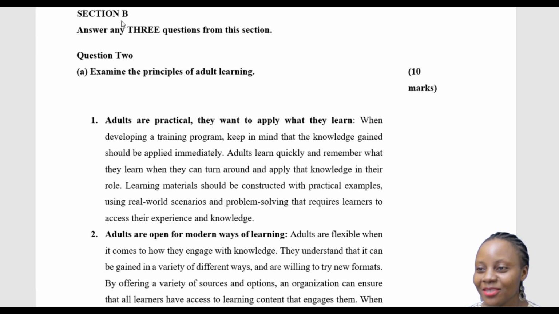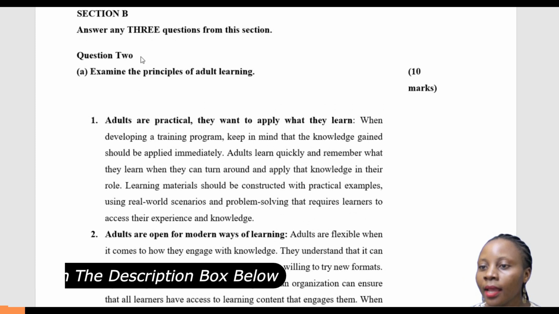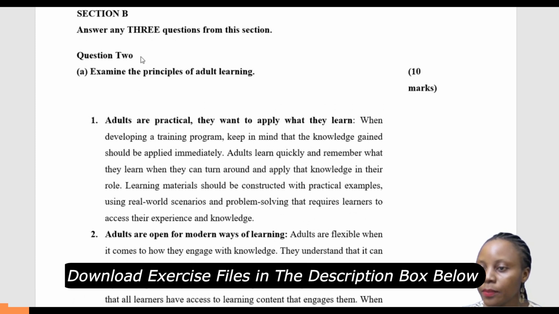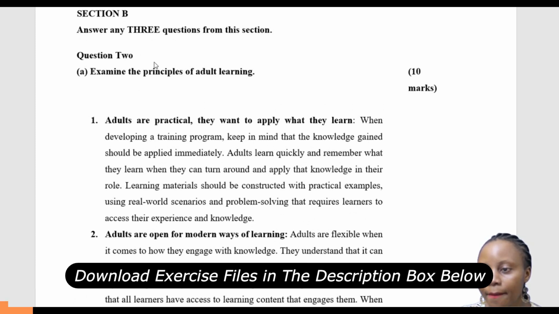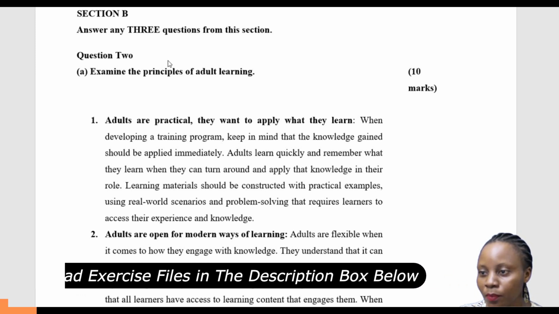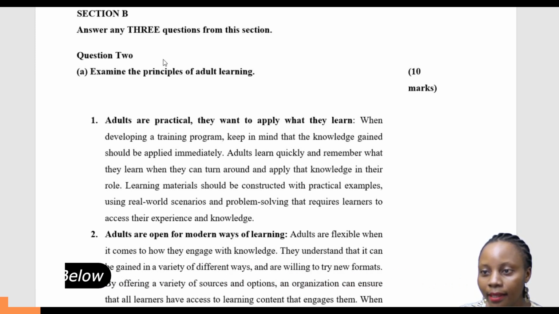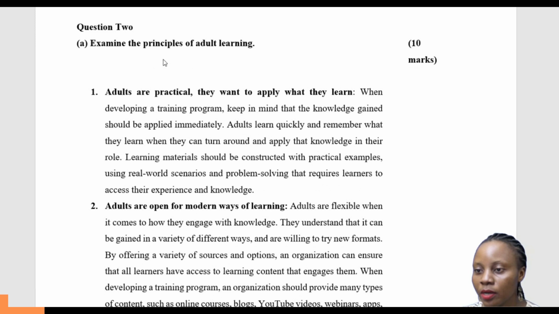Welcome to our revision session. We're going to look at CHRP 09, which is Human Resource Development, a recently done paper, and go straight to number 2: examine the principles of adult learning. So what are some of the principles of adult learning? That is what you want to have a look at.